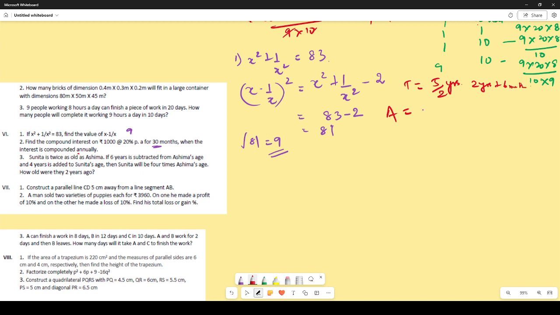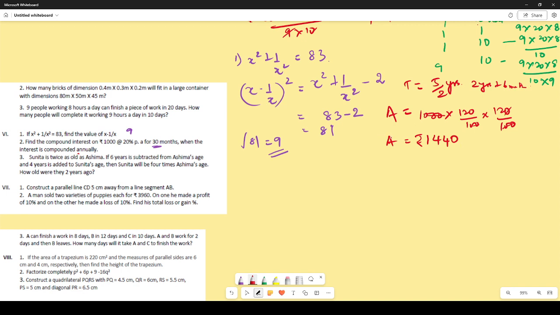So what we do is we find it for 2 years first. So 1000 into what was the rate? 20% per annum. 1000 into 120 by 100 into 120 by 100, right? So now the amount becomes rupees 1440. Got that? When we are doing this, we get the amount as 1440.